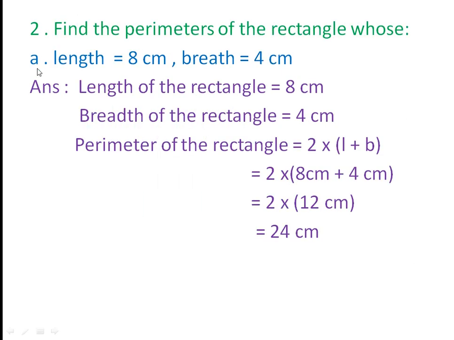Next, see, this is the second one. Find the perimeter of the rectangle whose... See here, directly a question is there. Here no pictures, only a direct question: find the perimeter of the rectangle. First we should recollect the formula for the perimeter of the rectangle. See the question. Length is equal to 8 centimeters. Breadth is equal to 4 centimeters.